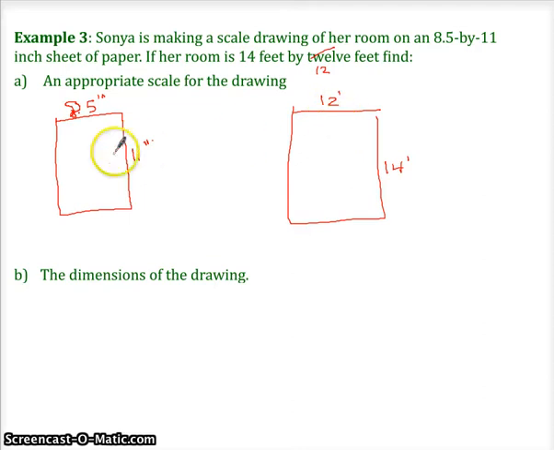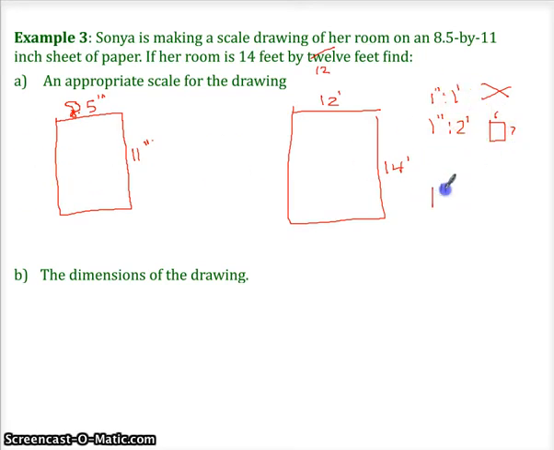1 inch to 2 feet is going to be a little too extreme. Think about what that would do. That would give us here, I think it would be inches. It would be 6 by 7, and I think we have more paper we could use a little bit. So let's go halfway in between.